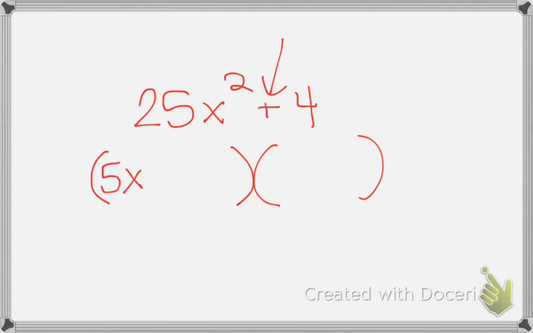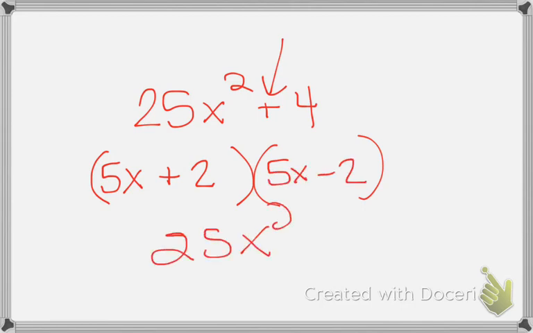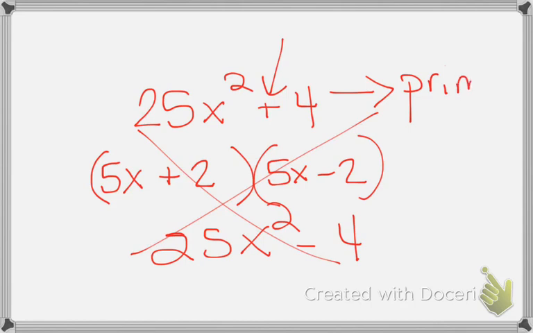And if you tried to apply the difference of two squares, making it 5x plus 2 and 5x minus 2, and you FOIL back together, you would see that you get 25x squared minus 4. They're not equivalent. So when it's not factorable, we say that it is prime.